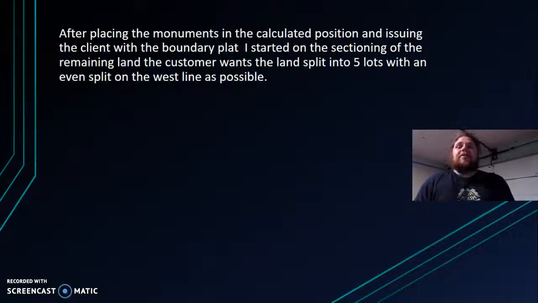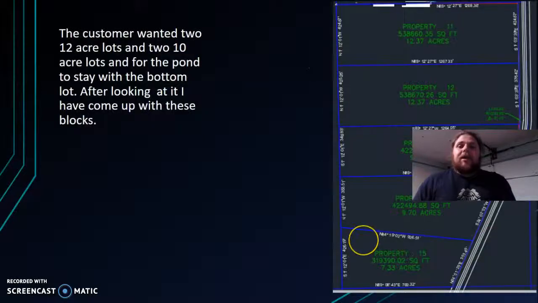Then I started sectioning the remaining land in AutoCAD, and the customer wanted to split the lots 5 ways, as even as possible, but because of the shape, they had to. We decided to split them up into 2 12s, 2 10s, roughly, give or take, and 1 7, because we had to keep the pond in the southern lot here.